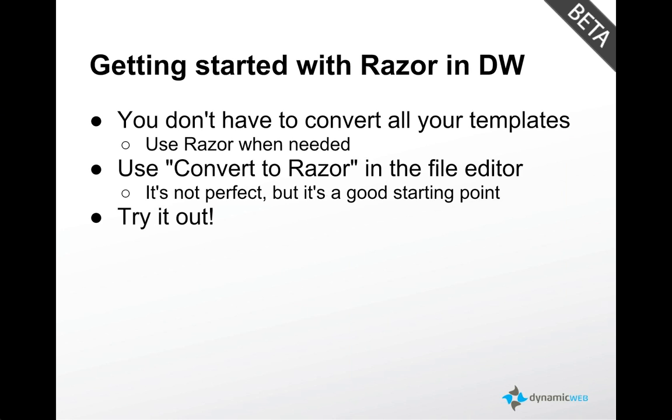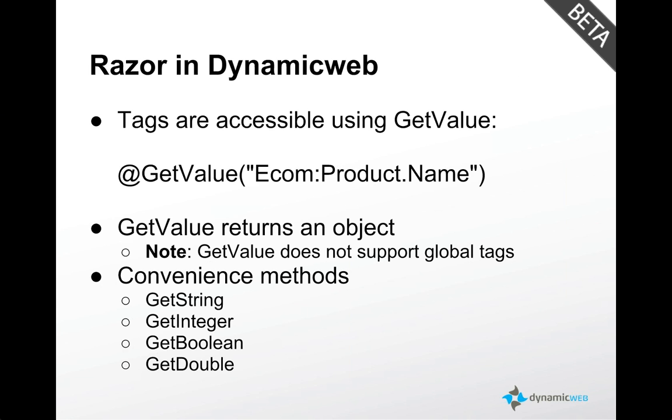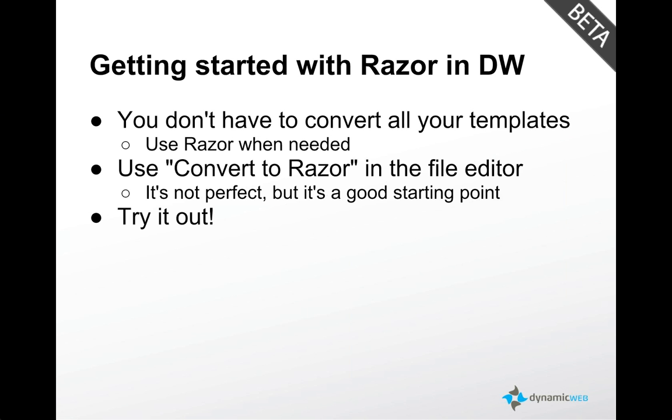And since getValue always returns an object, it will be quite cumbersome in some situations where you have to cast that object to a string or something. And for that reason, we've put in a number of convenience methods to get a string, an integer, a boolean, and a double. So rather than writing getValue and then a string with a name, you can write getInteger and then the name of the tag in a string, and then you will have an integer you can use in conditions, for instance.